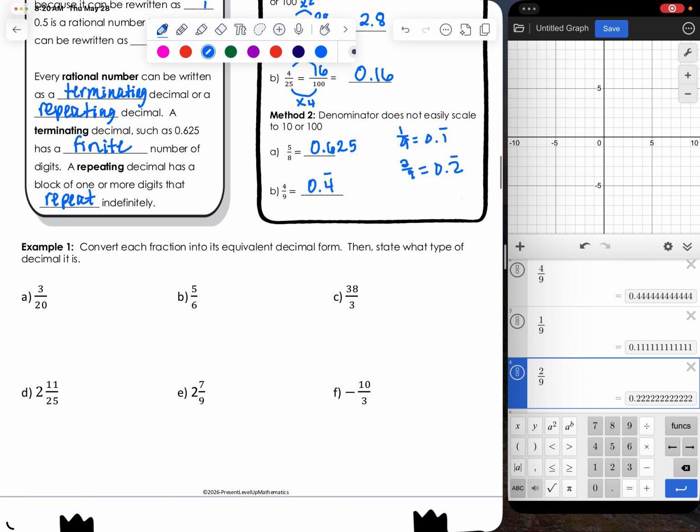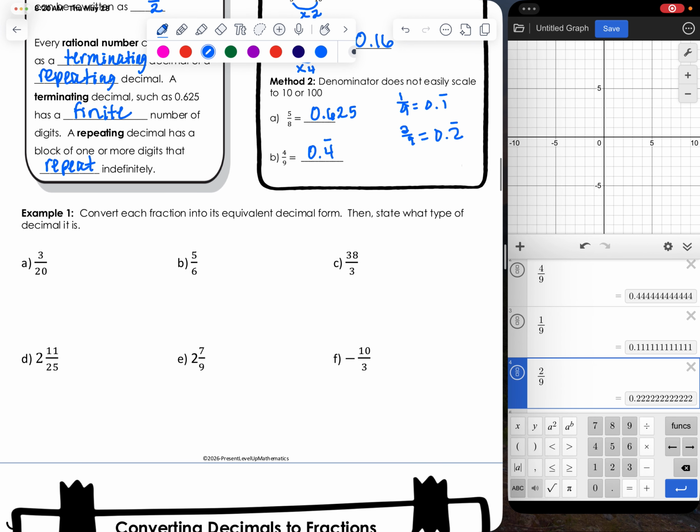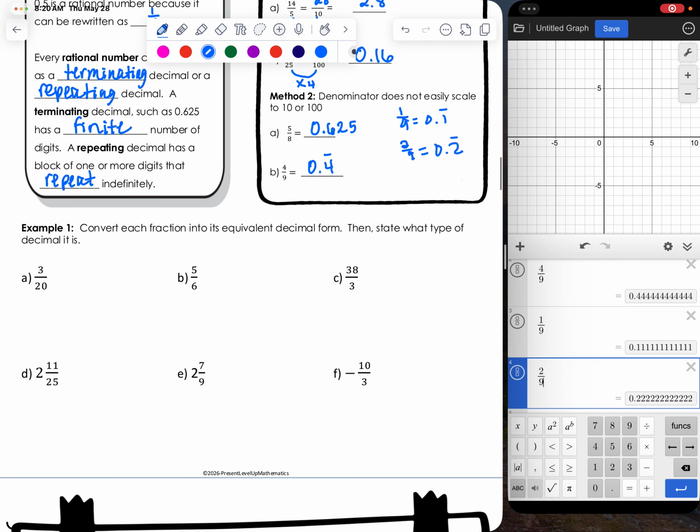Okay? In example 1, it says convert each fraction into its equivalent decimal form, then state what type of decimal it is. Is it a terminating or is it a repeating decimal?